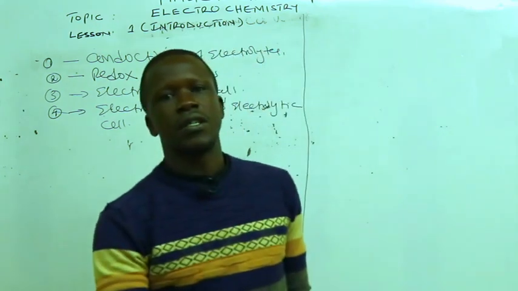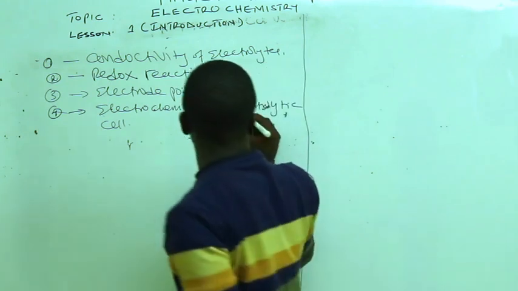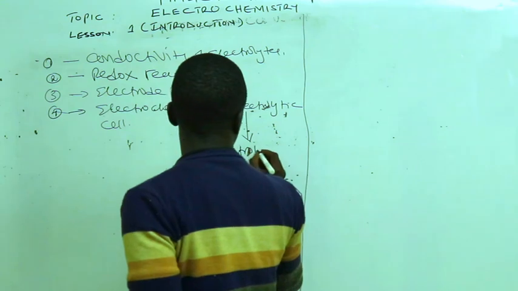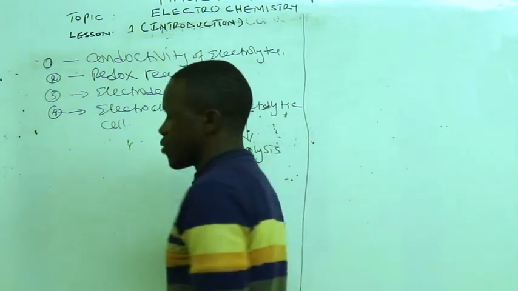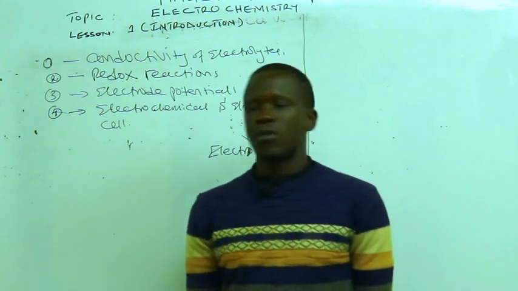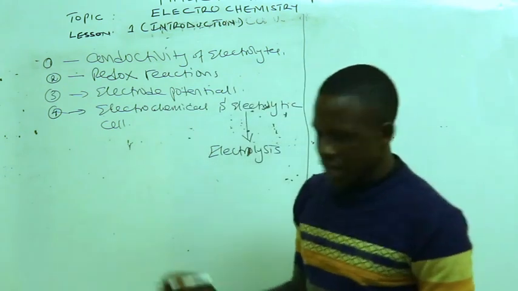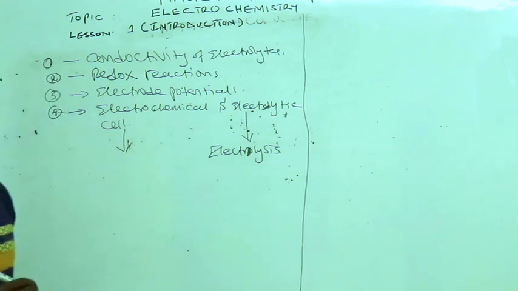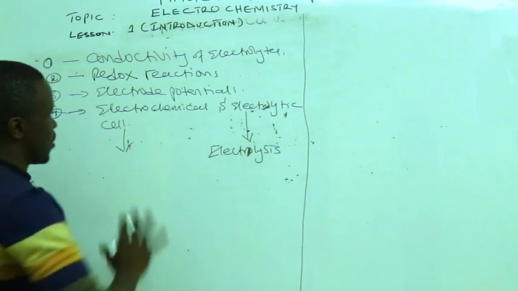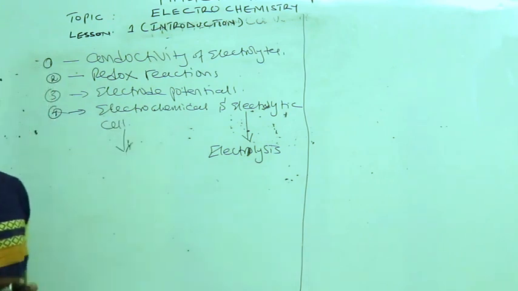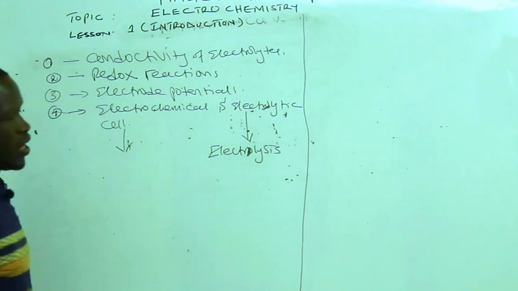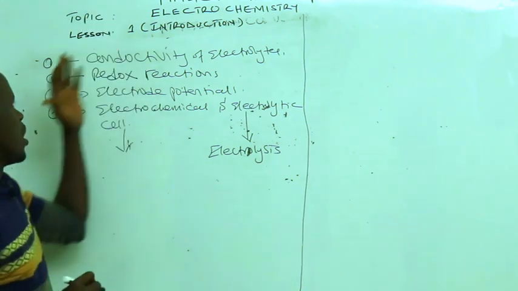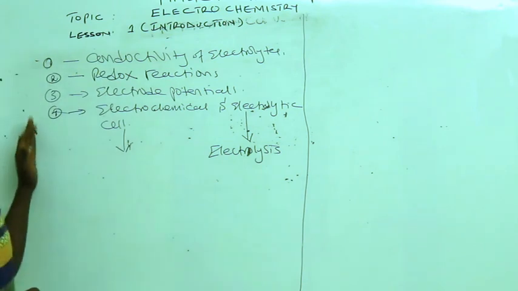These electrolytic cells are the ones that are used to carry out what we call electrolysis. And then these electrochemical cells are the ones that we use in the construction of devices or things like batteries. And we shall be looking at their applications, very many applications of electrochemical cells. So in our journey of looking at electrochemistry, we shall go through these sub-topics.